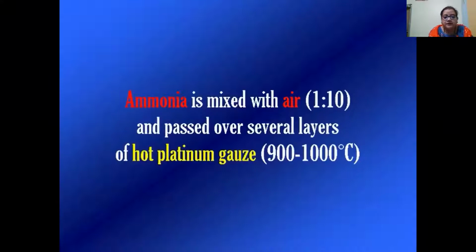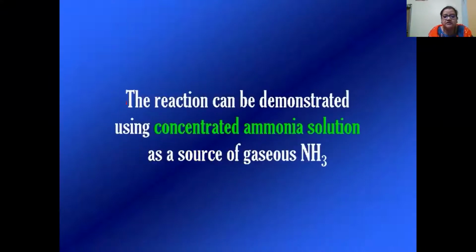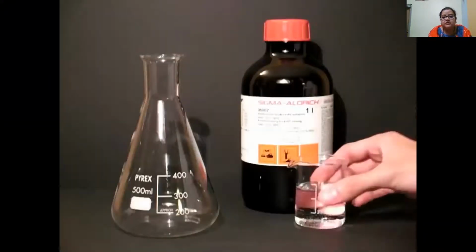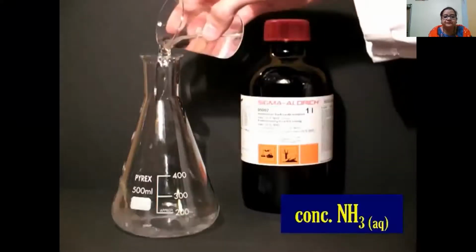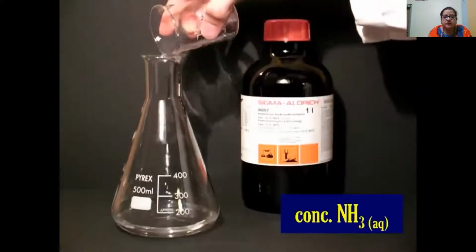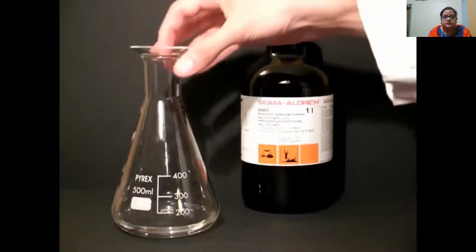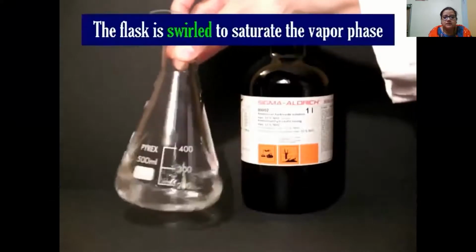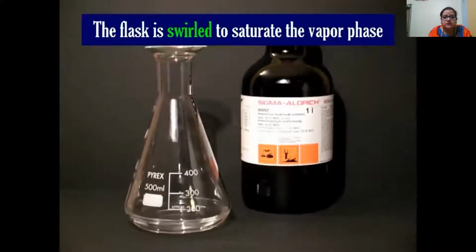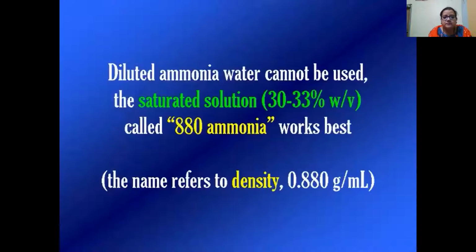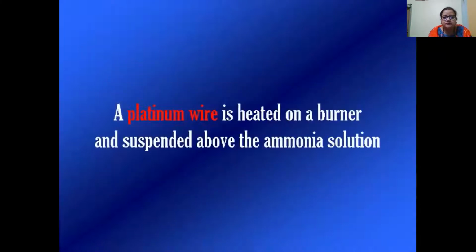Ammonia is mixed with air, 1:10, and passed over several layers of hot platinum. The reaction can be demonstrated using concentrated ammonia solution. So they have taken concentrated ammonia solution, that is liquor ammonia, a saturated solution of ammonia. They are just swirling it to keep the vapor. This is a saturated solution. A platinum wire is heated on a burner and suspended.